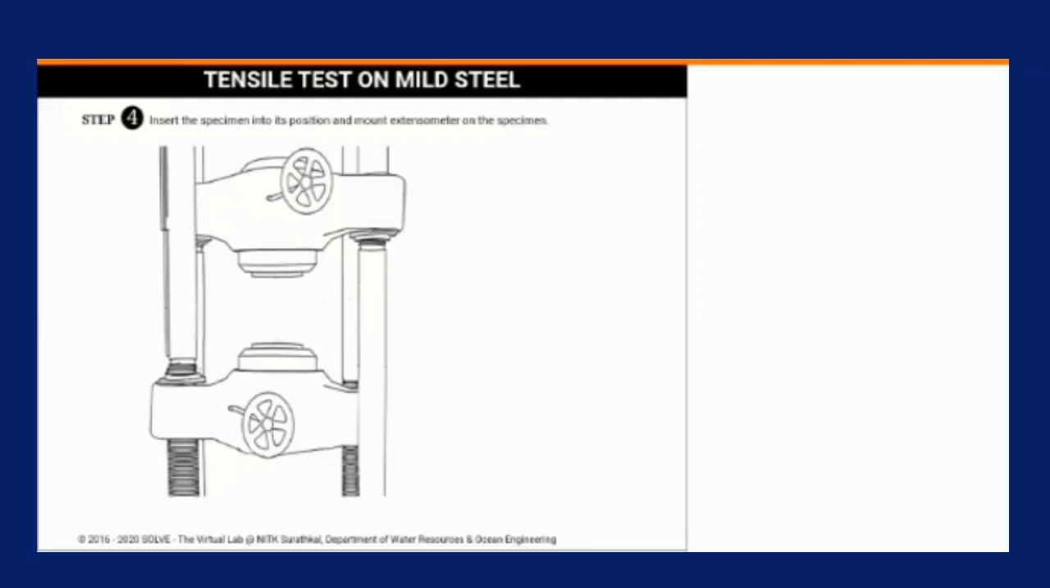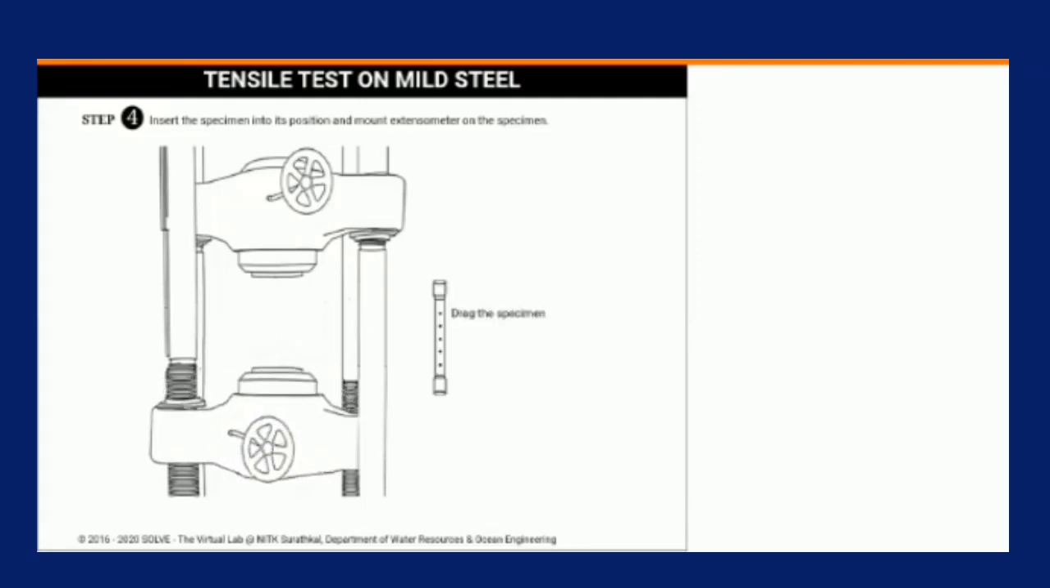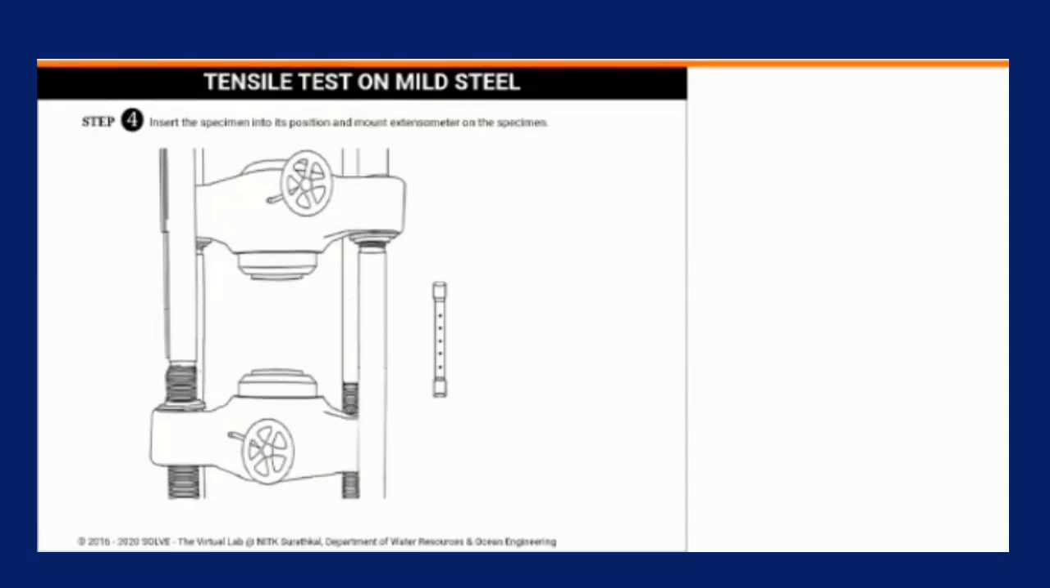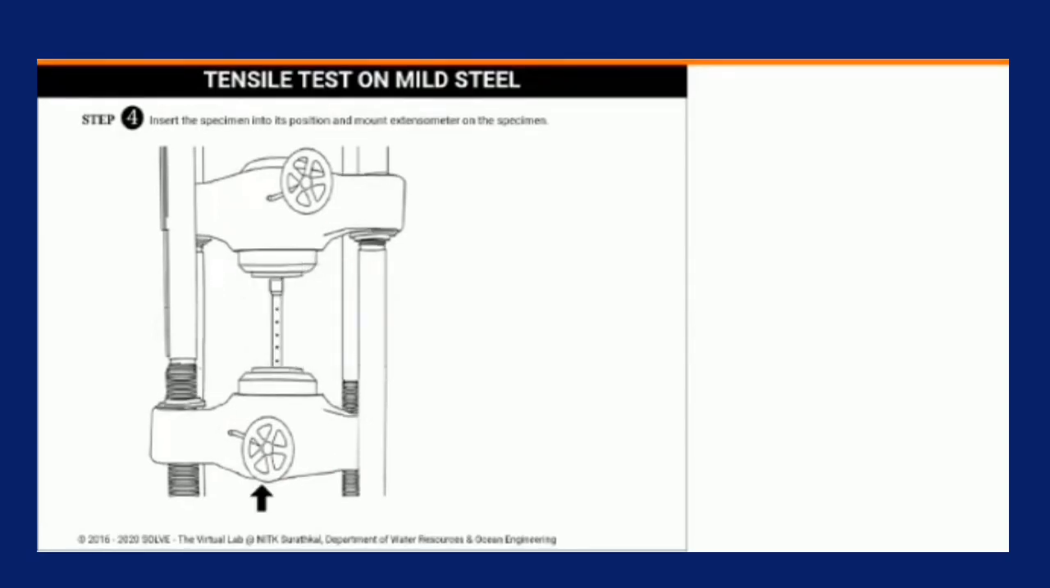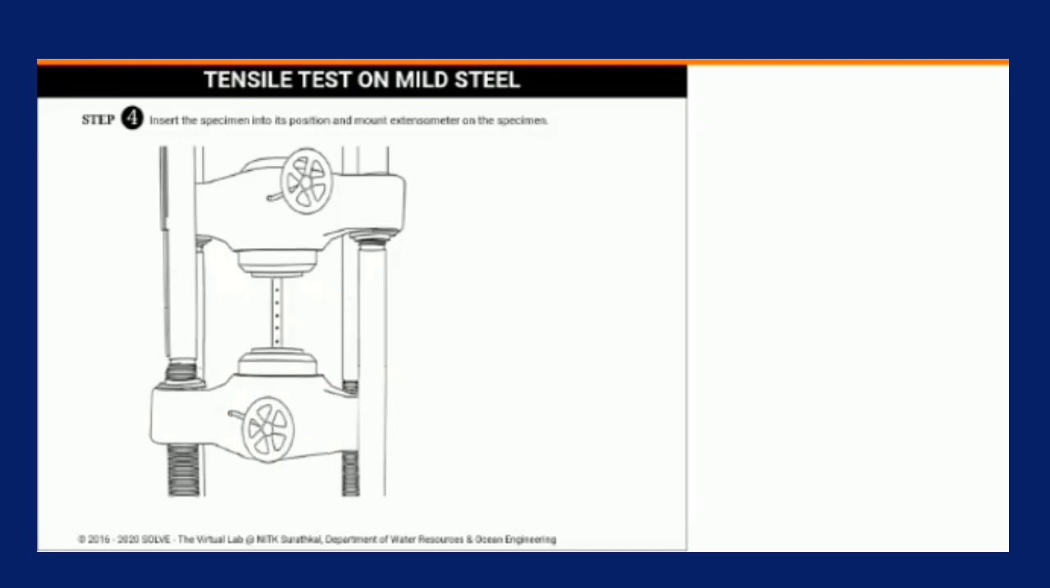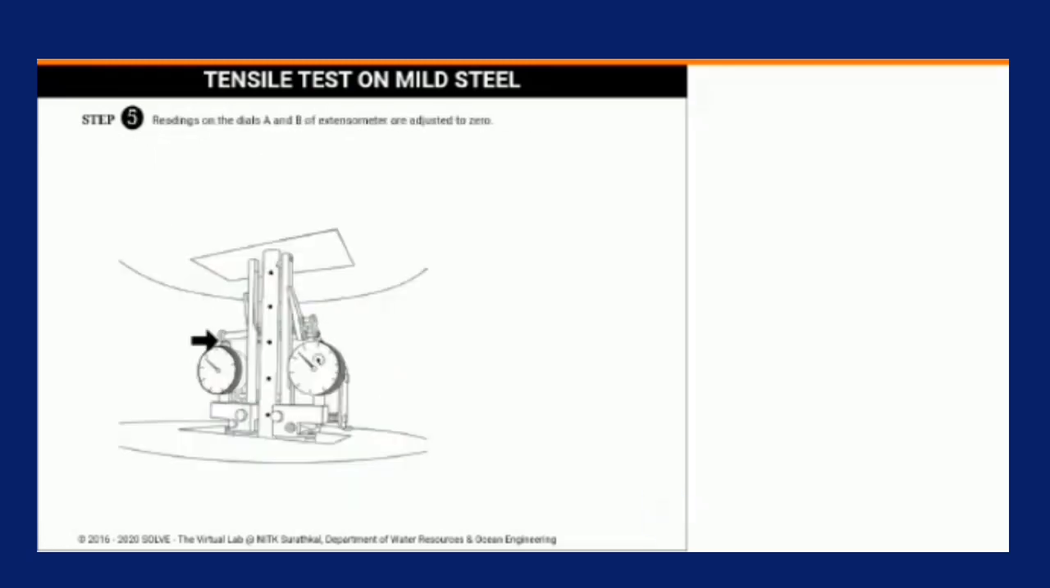So the fourth step, insert the specimen into its position and mount the extensometer on the specimen. And then step 5, readings on the dials A and B of the extensometer are adjusted to 0. So the least count of the extensometer is 0.01 millimeter.